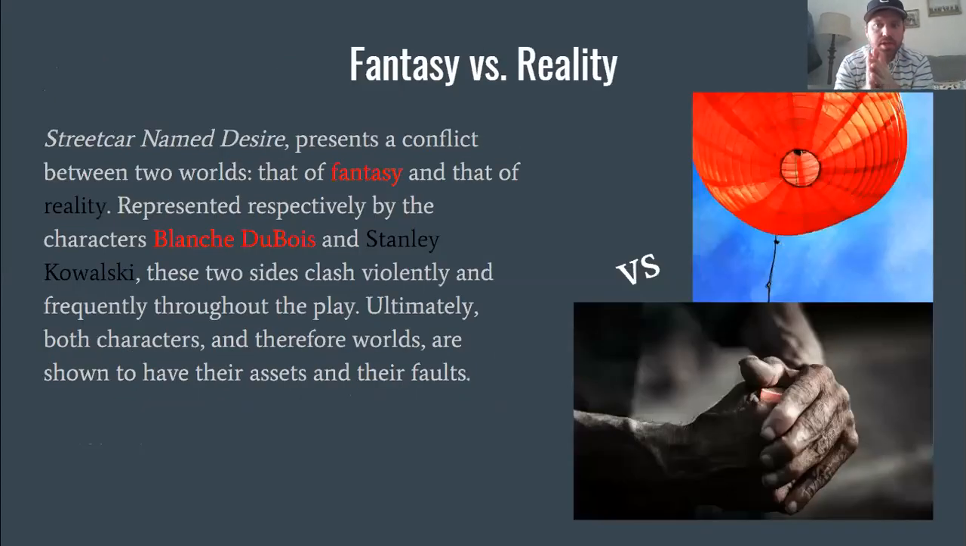So this slide just kind of shows visually the two oppositions. We have the red, which represents the world of fantasy that Blanche Dubois represents. So we have the red lantern here, which she actually uses throughout the play. She uses this red light to sort of color or filter her perspective of the room and other people's perspective of her. Then we have Stanley, represented with the black font, kind of gritty, dirty, and brutal.